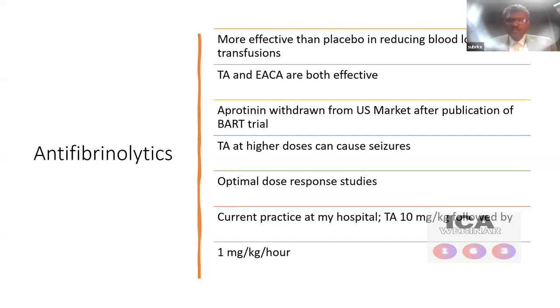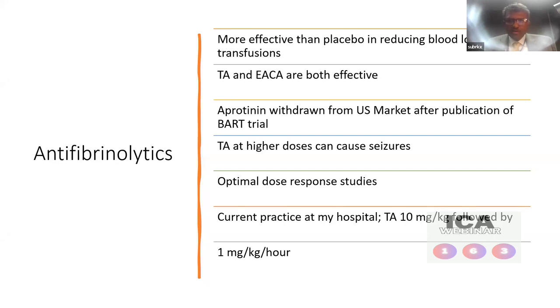Antifibrinolytics, this can be a lecture by itself. There are a lot of controversies, as we know. They are definitely more effective than placebo in reducing blood loss and transfusions. Tranexamic acid and aminocaproic acid, both are effective. Aprotinin is not used in the United States. I'm sure it is used in Canada and other countries.